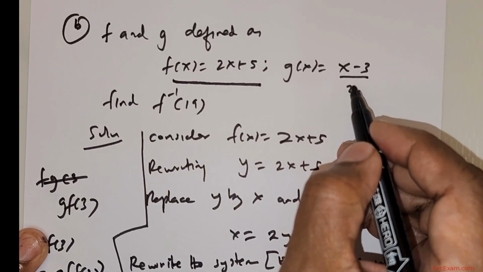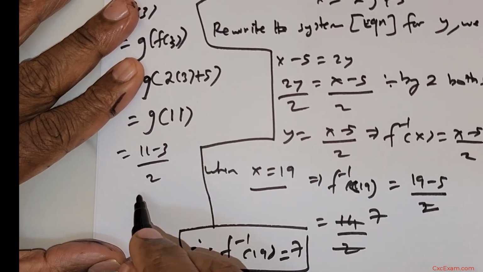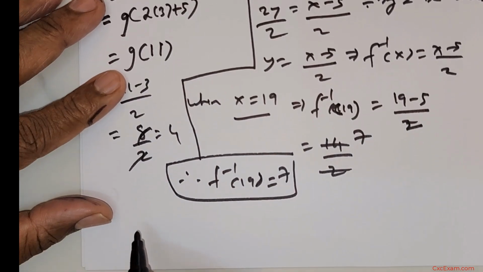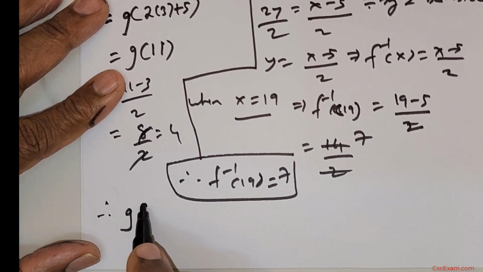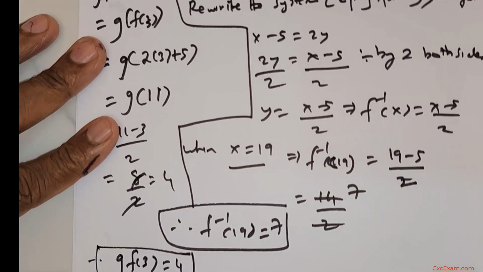Now you take this and you substitute it here. So this is going to be (11 minus 3) divided by 2. So that is going to be 8 over 2. So it's going to be 4. So therefore gf(3) is equal to 4. So that's the solution for this question.